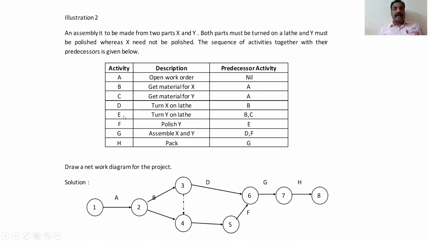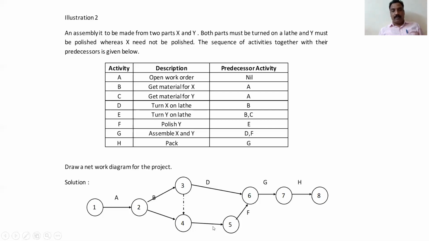Activity E is preceded by B and C. That means if you want to start activity E, B and C must be completed. Here B is there and C is there, so both should be joined here. There is no link given in the problem, which is why I've taken one dummy arrow, a dummy activity. It consumes nothing, zero time. To get that sequence, I've used this dummy activity. 3 to 4 is a dummy activity.